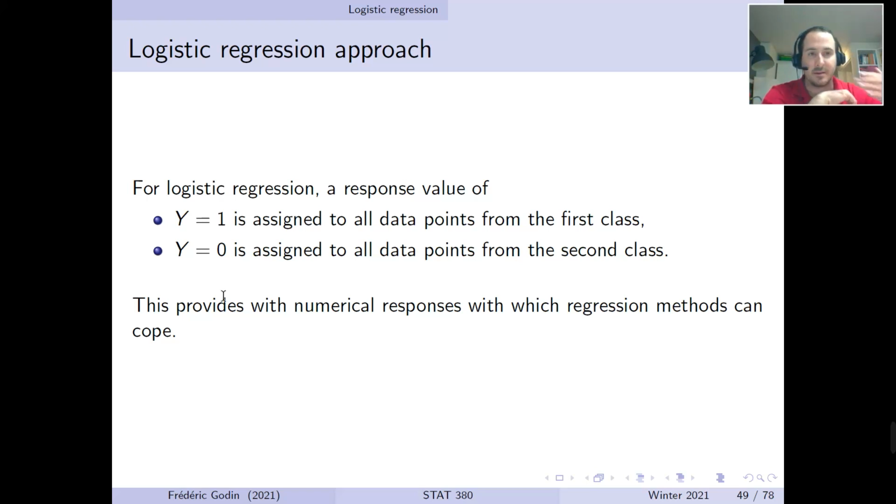The idea is that if your predicted response is close to 1, then you can classify the observation as class 1. If your predicted response is close to 0, you classify the observation as class 0.